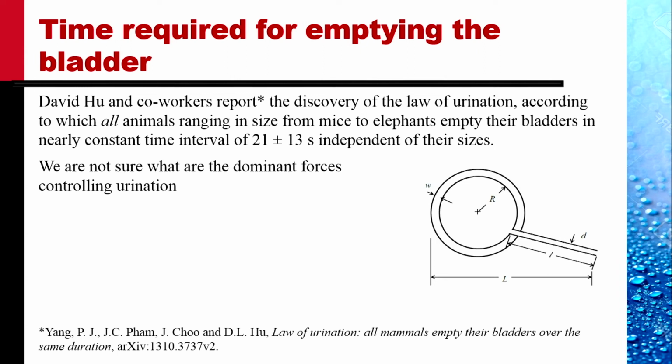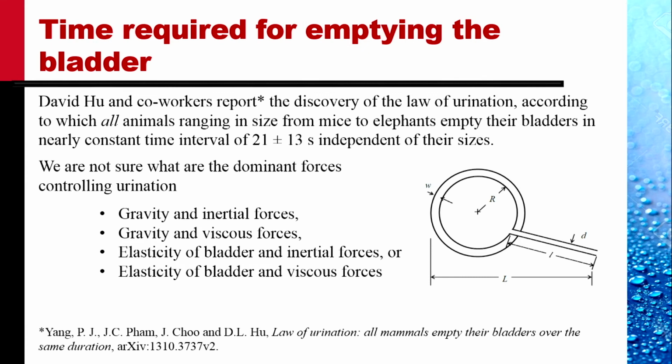We are not sure what the dominant forces controlling the urination are. Is it gravity and inertial forces? The gravity which accelerates the flow downwards, the inertial forces that need to be overcome. Gravity and viscous forces: gravity, the accelerating force, and viscous forces, the resistance that needs to be overcome. Or the elasticity of the bladder and the inertial forces, or the elasticity of the bladder and the viscous force. Let's examine these 4 pairs.